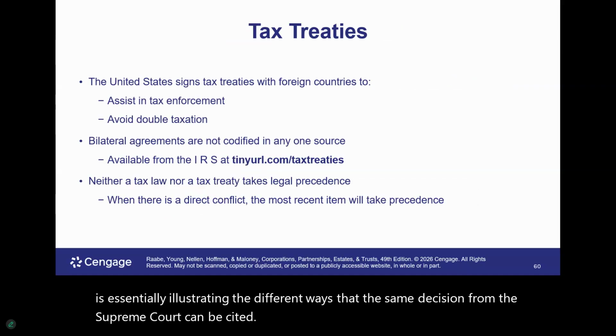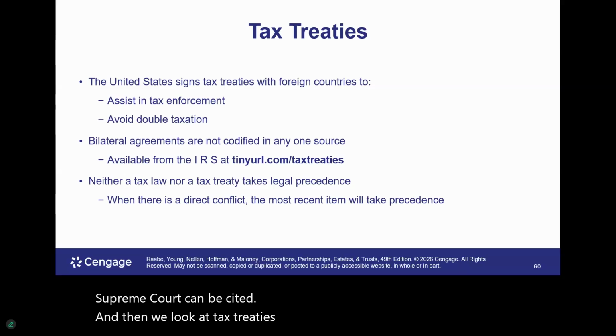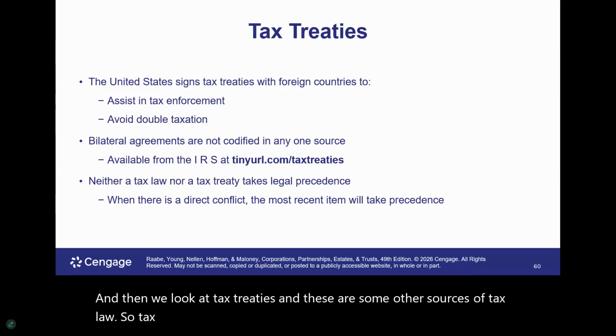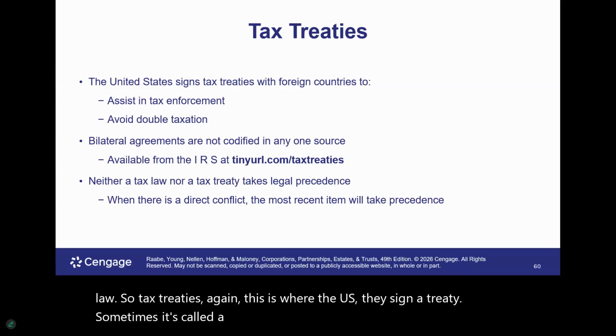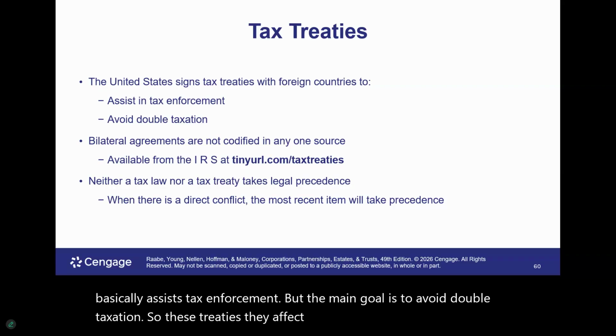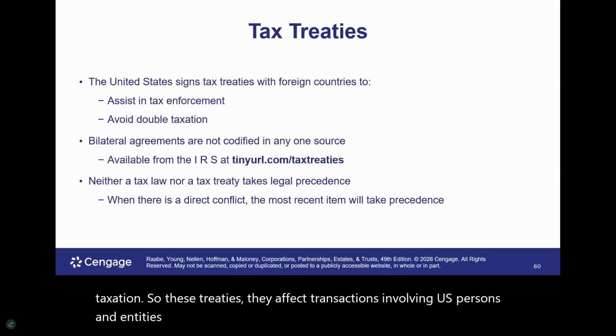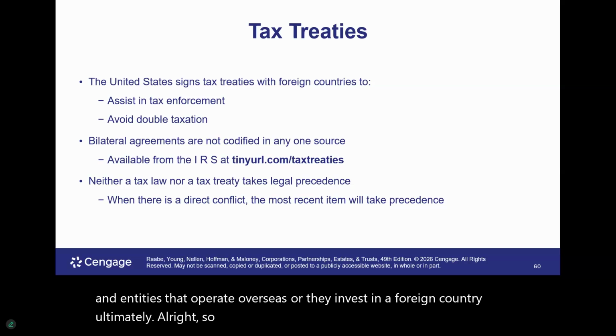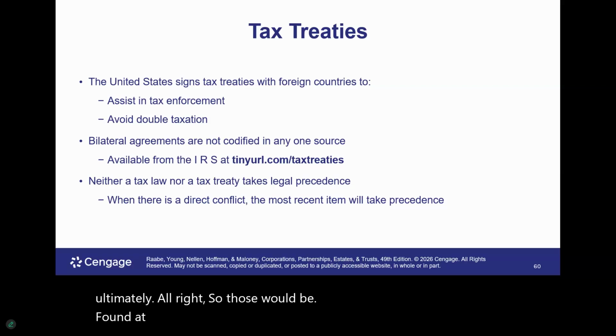And then we look at tax treaties, and these are some other sources of tax law. So tax treaties, again, this is where the U.S. signs a treaty, sometimes called a tax convention, with a foreign country. And this basically assists tax enforcement, but the main goal is to avoid double taxation. So these treaties affect transactions involving U.S. persons and entities that operate overseas or invest in a foreign country ultimately. Those would be found at tinyurl.com, tax treaties.